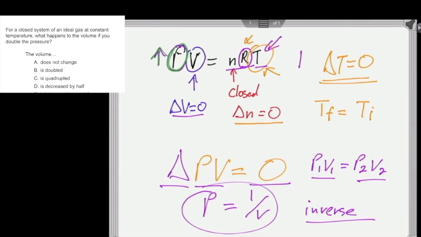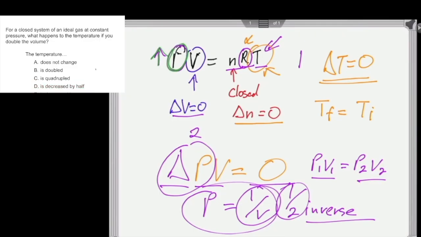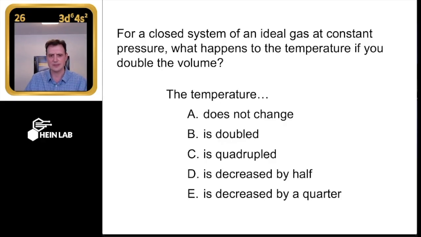And that's where you can say that, look, if the delta P is equal to 2, the delta V must equal 1/2. Okay? But again, you can do this also by rationalization, looking through each of the questions and breaking it down. So it's decreased by half. Okay, let's try one other one.